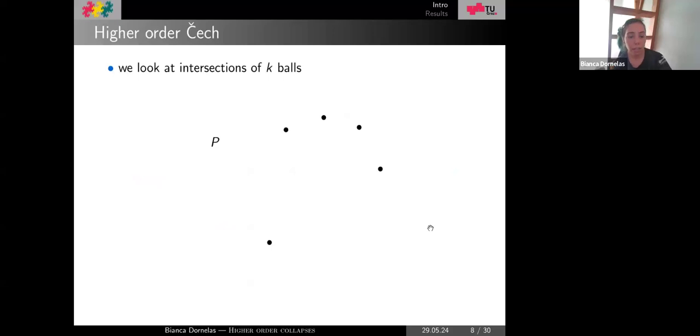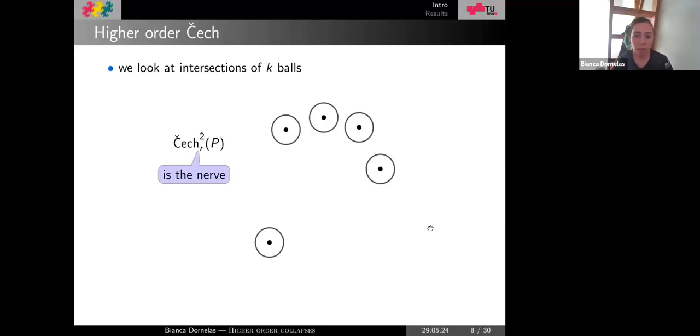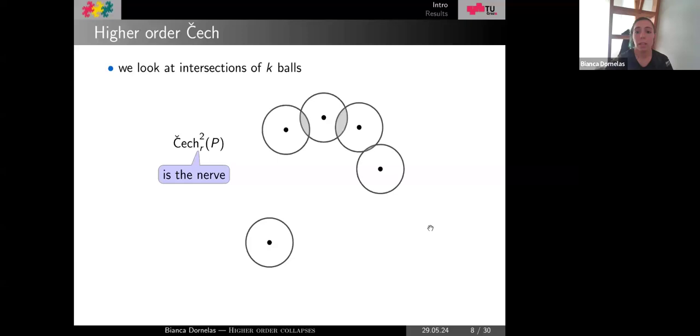The higher order Čech is pretty straightforward because it's just the nerve of the k-fold cover. So what we do is, given some sites, we start growing balls around them, and then we look at the region covered by k balls, in this example 2. So here at this radius, we have no intersections, hence the Čech complex is empty. And then eventually, there will be some intersections appearing.